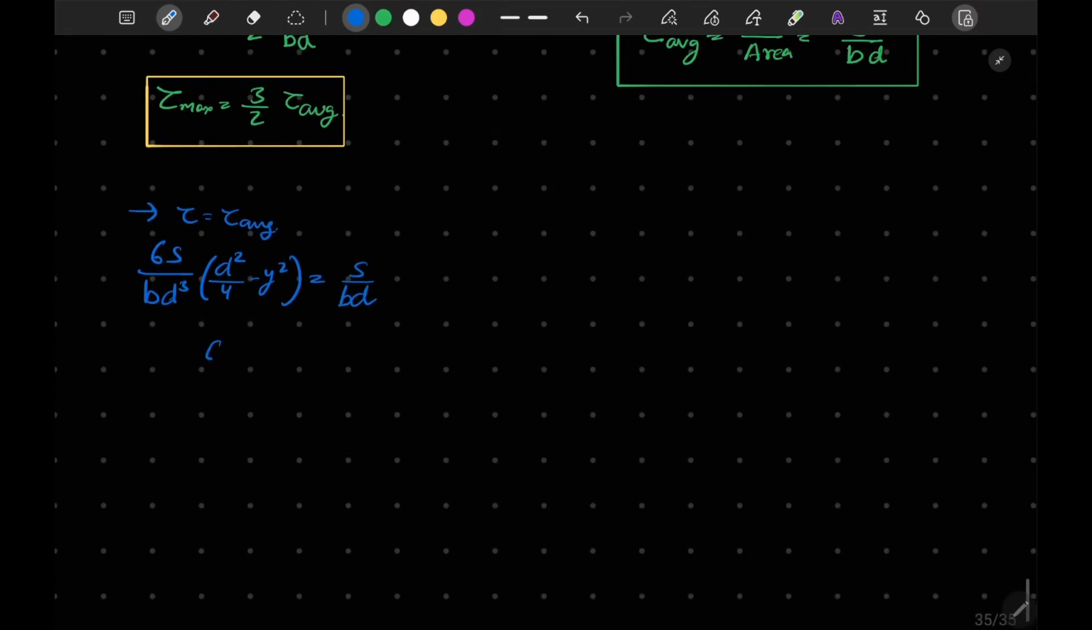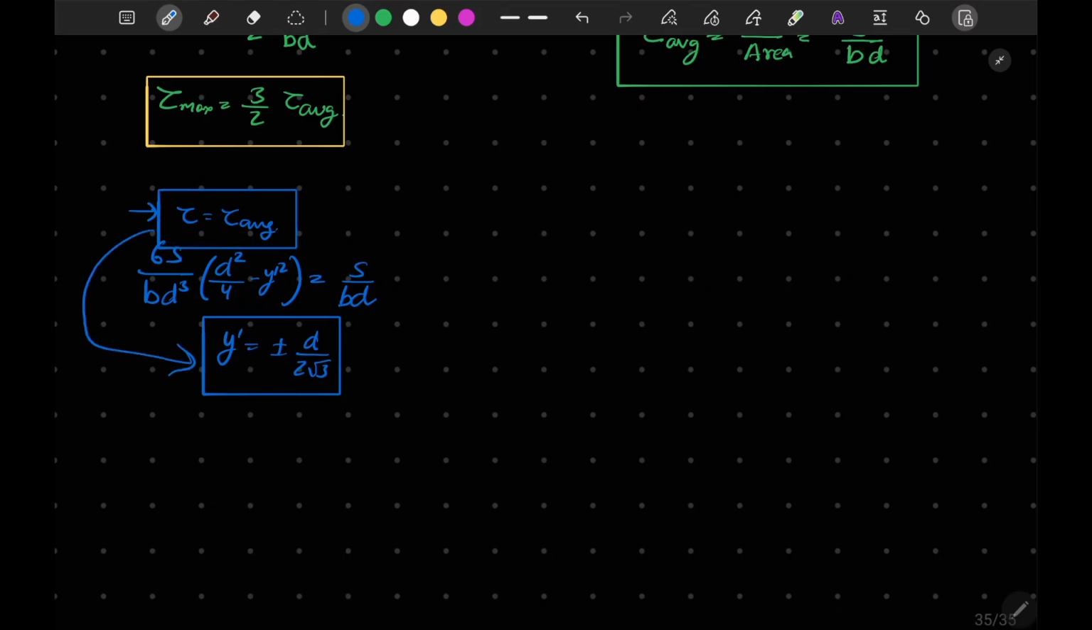So from here we can calculate the value of y, or let's say that this is y bar. So y bar is equal to plus minus D upon 2√3. So at this location we will obtain the value of tau equal to tau average. So the value of tau is equal to tau average at y is equal to plus minus D/(2√3).